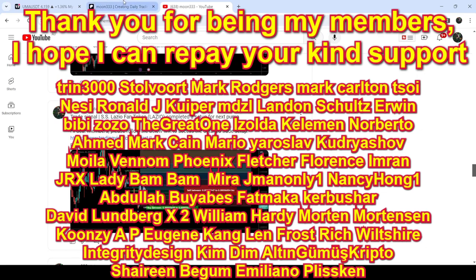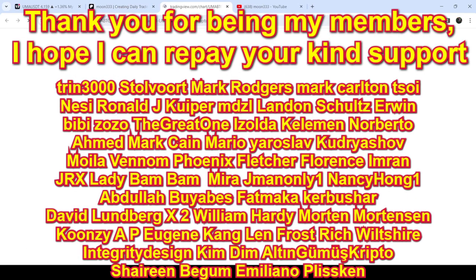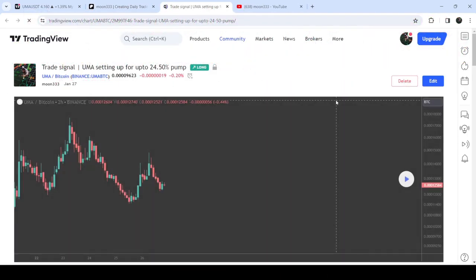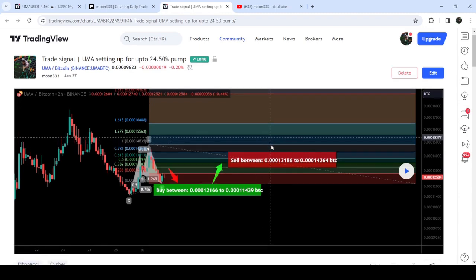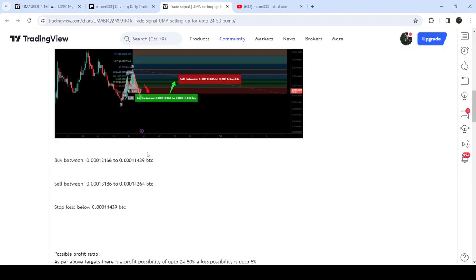Let's start the analysis. And first of all, let me begin with my most recent trade signal for UMA that I shared a few days ago on 27th of January 2023 with my members, and that was a harmonic bullish reversal cipher pattern that UMA was completing on a 2-hour time frame chart with Bitcoin pair. This was the complete trade setup. This was the buying range and the sell target zone and the stop loss.